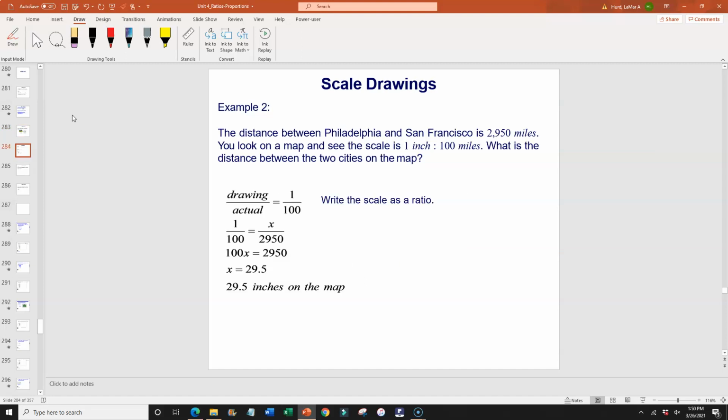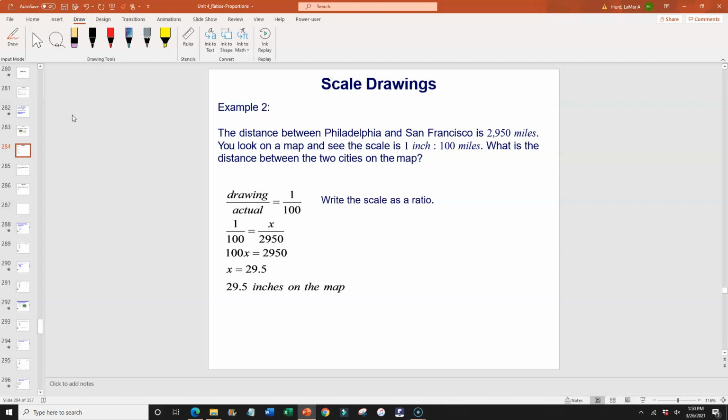In another example, the distance between Philadelphia and San Francisco is 2,950 miles. You look on a map and see the scale is 1 inch to 100 miles. So what is the distance between the two cities on the map? We're trying to find the distance between two cities on the map.